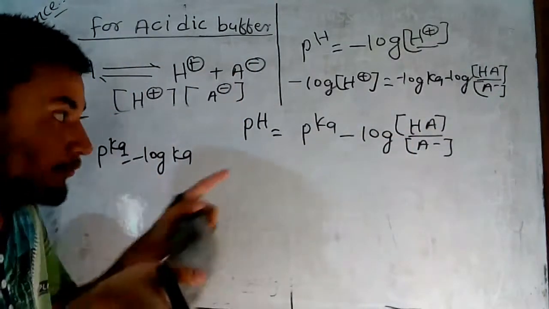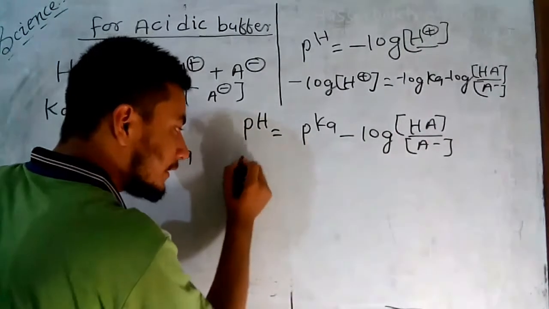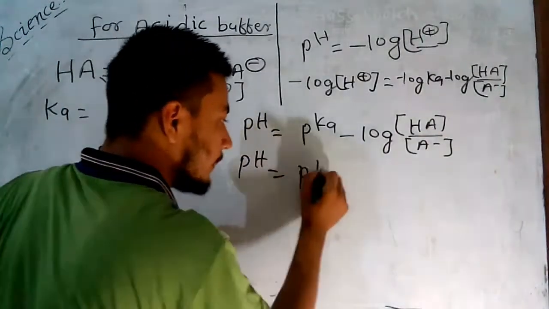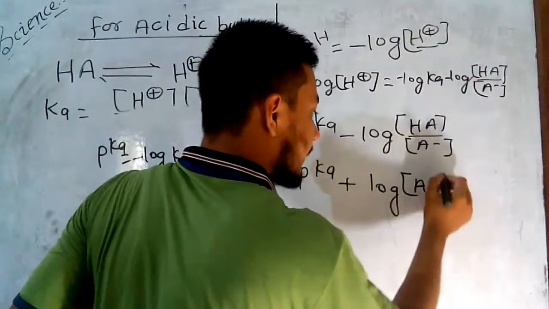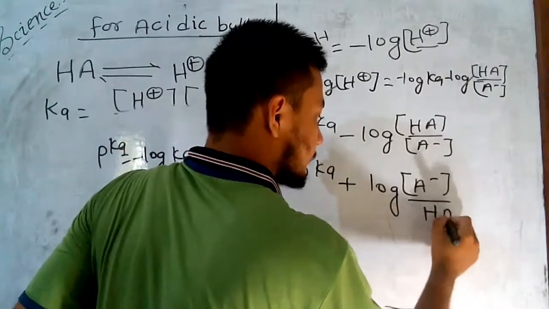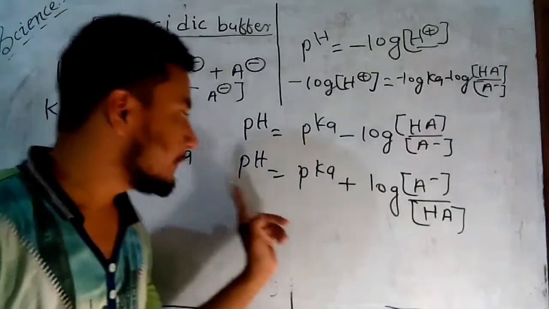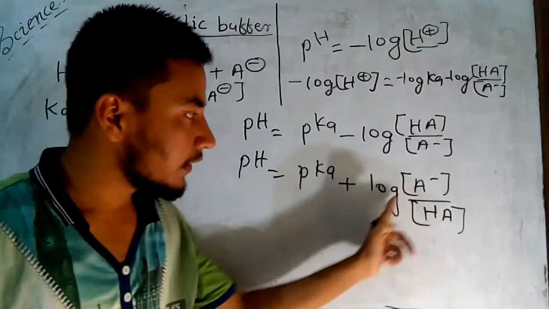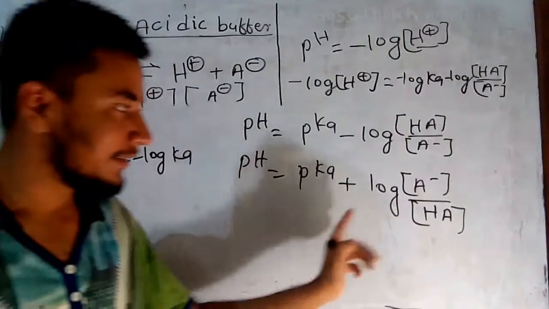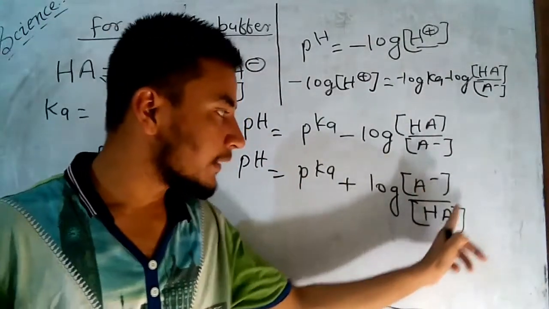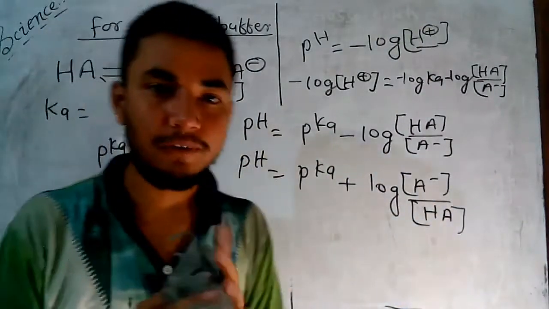When I reverse this term, we get pH equals pKa plus log A minus by HA, and this is the final equation for acid: pH equals pKa plus log [A minus] by [HA]. So when we know the dissociation constant of the acid and the concentrations of conjugate base and acid, then we can easily find the pH of the given buffer solution.